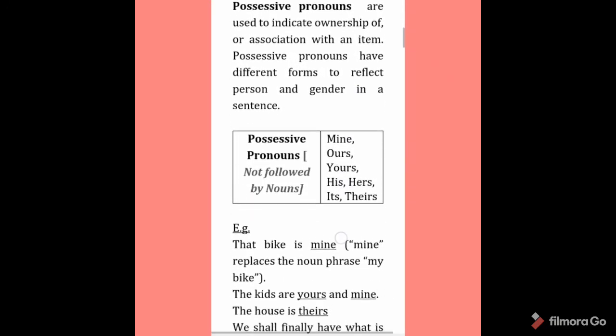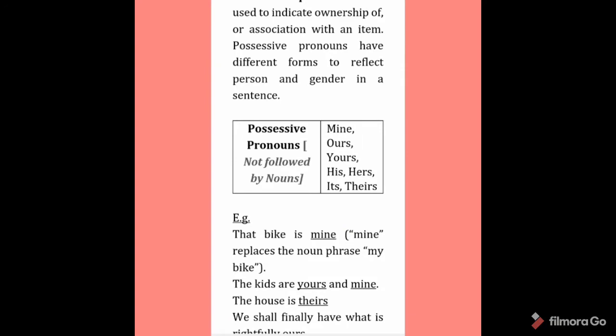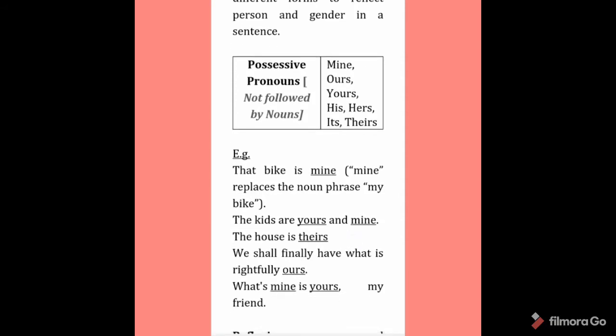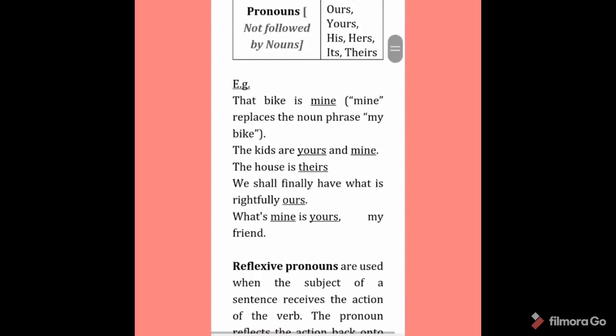Possessive pronouns are used to indicate ownership of or association with an item. Possessive pronouns have different forms to reflect person and gender in a sentence. Possessive pronouns are not followed by nouns. For example, mine, ours, yours, his, hers, its, theirs. That bike is mine. Here, mine replaces the noun phrase my bike. If you don't use the underlined word mine, you may rephrase the sentence as that is my bike.